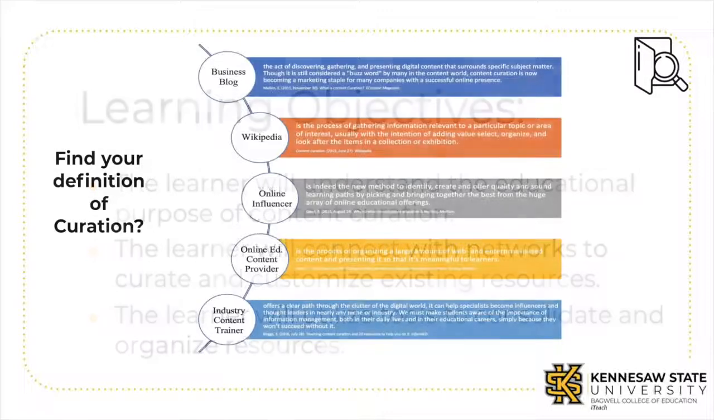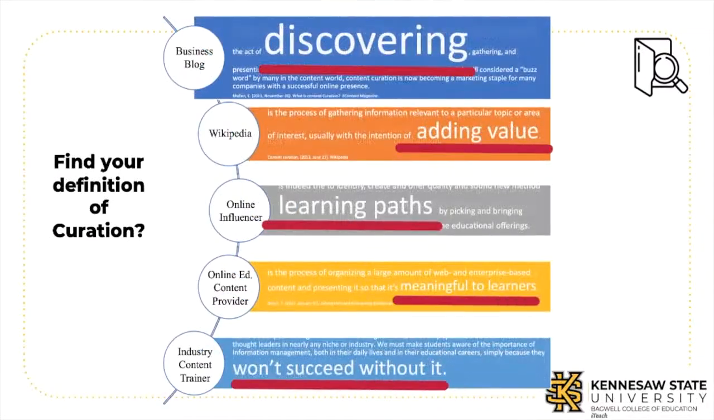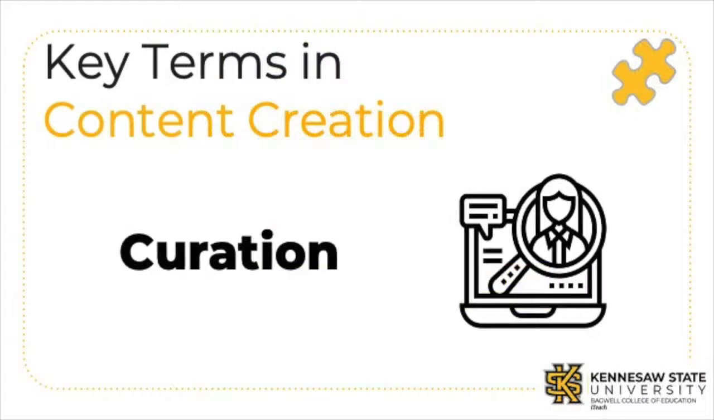Our journey begins by looking at some definitions for curation from different fields of industry. For the most part, they all agree that curation is collecting and organizing information. A closer look will point out that each definition has distinct verbiage that identifies the value and significance of curation. With this in mind, let's look at our key terms. So again, curation, which can be looked at as the process of discovering, gathering, and presenting digital content that surrounds a specific subject matter.